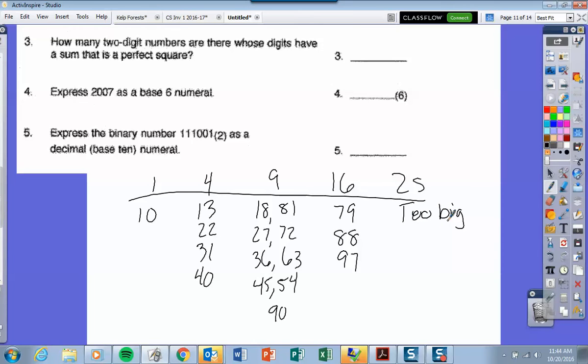We don't quite get here, so this is going to be too big of a perfect square. Now if we go ahead and we count all these up, I've got 1 here, I've got 4 here, I've got 9 here, and I've got 3 here, so I said there are 17 two-digit numbers who have a sum that is a perfect square.